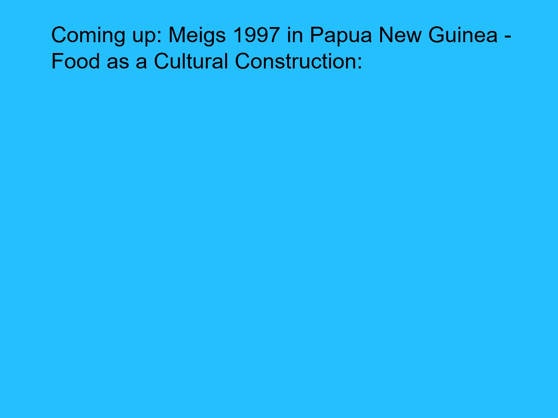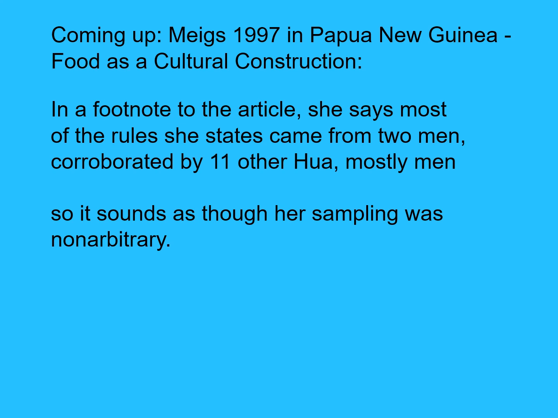Coming up, you'll be reading Meigs, 1997, Food as a Cultural Construction, an extremely interesting article about how people think about food traditionally in Papua New Guinea. In a footnote to the article, she says that most of the rules she states came from just 2 men, but they were corroborated by 11 other Hua, mostly men. So it sounds, even though she didn't really talk about her methodology, it sounds as though her sampling was non-arbitrary.